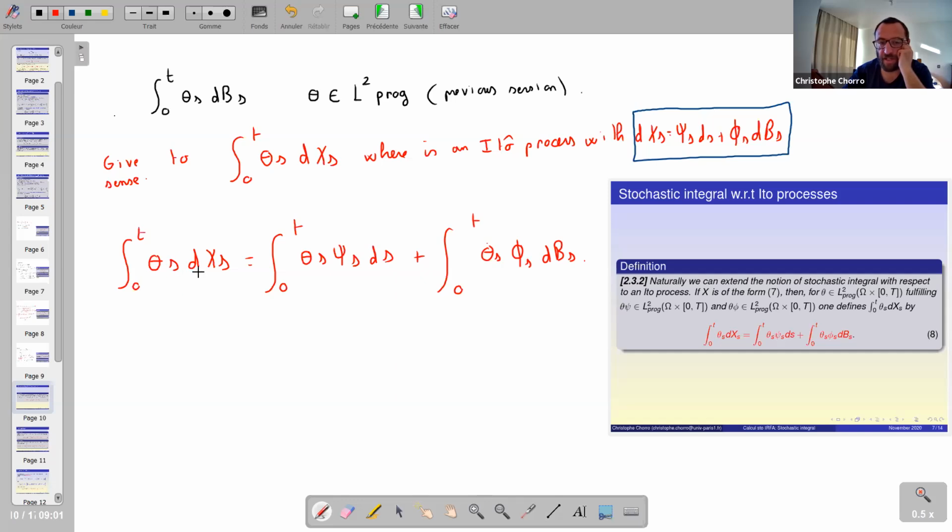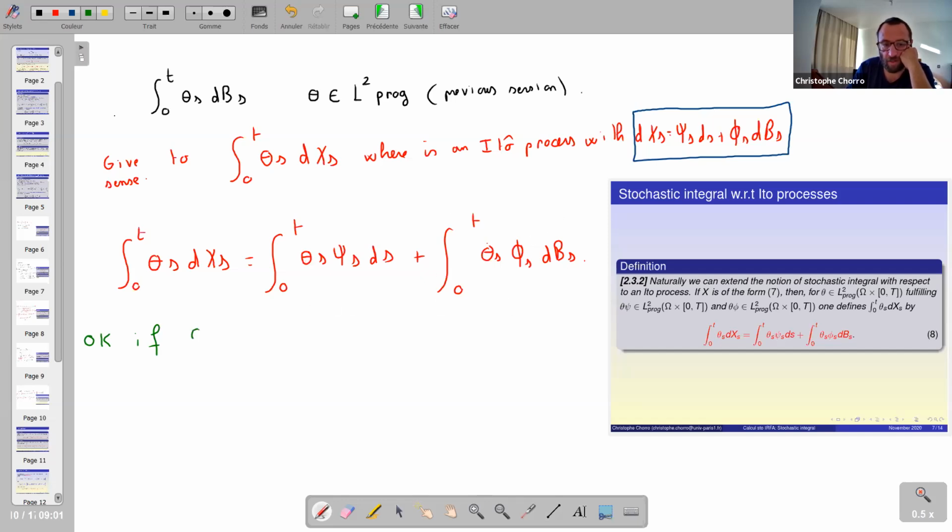So now I have this natural definition of an integral with respect to an Ito process, but be careful, because if I want to do this, I need to give sense to all these integrals here. And in fact, I need some hypotheses. So this one is okay if this one is well defined and if this one is well defined.